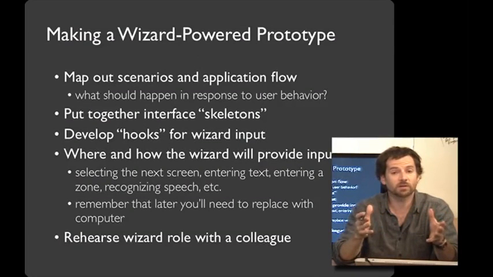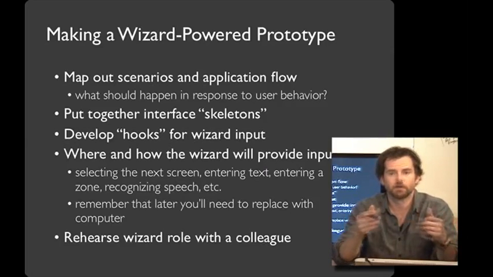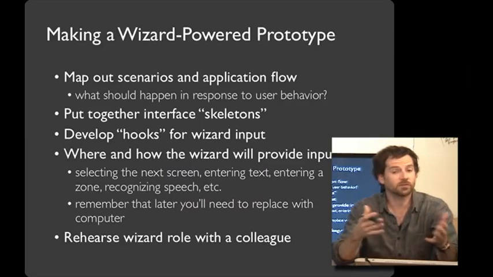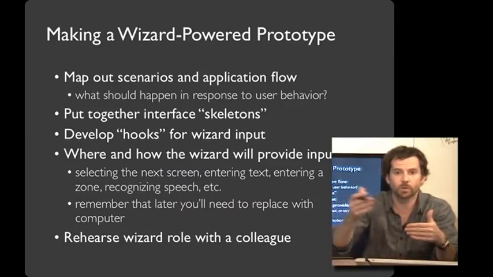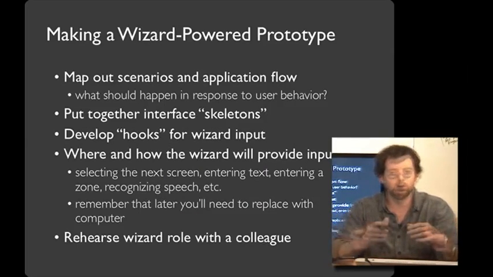First, figure out what scenarios you're going to support. It's a lot easier to build a Wizard of Oz prototype for a limited set of functionality. I like Wizard of Oz prototypes because it forces you to figure out what should happen in response to human behavior. Then put together some kind of user interface skeleton, that's the thing that the end user is going to see. Third, if you need to, develop the hooks for the wizard of input if you're going to have a remote wizard or they're going to be controlling some software functionality from behind the scenes.